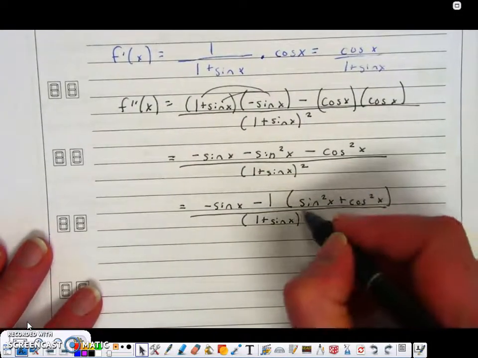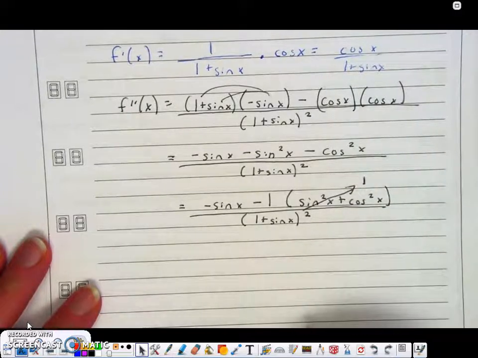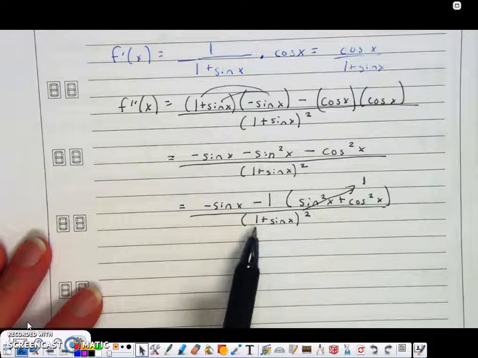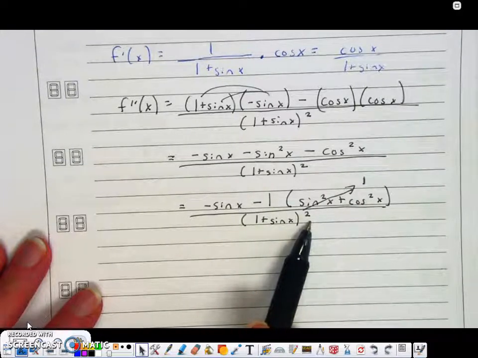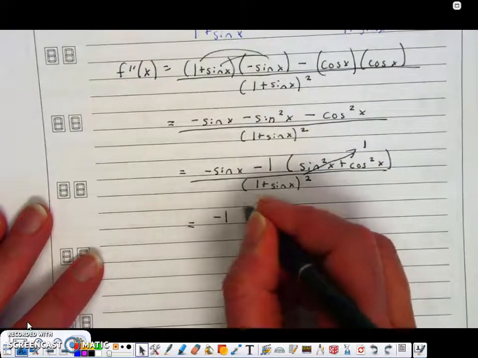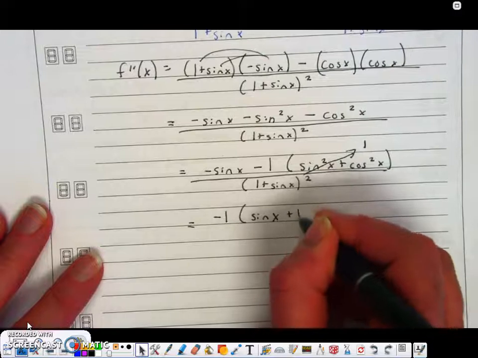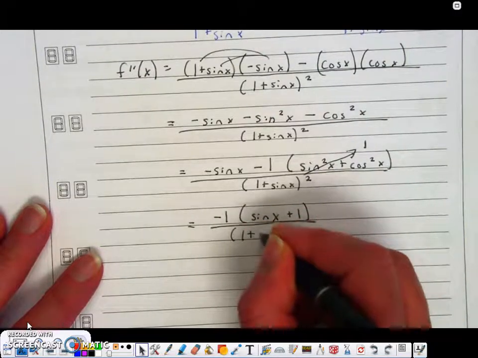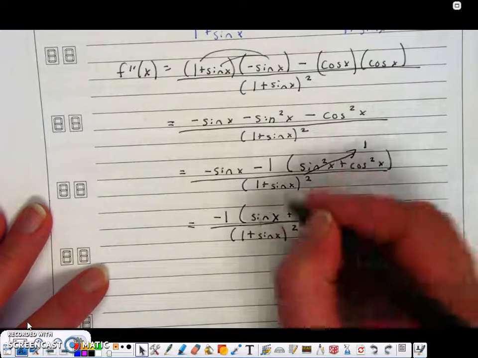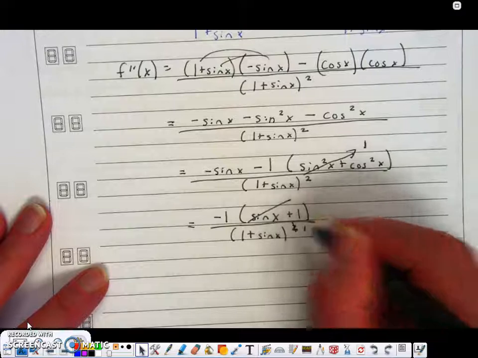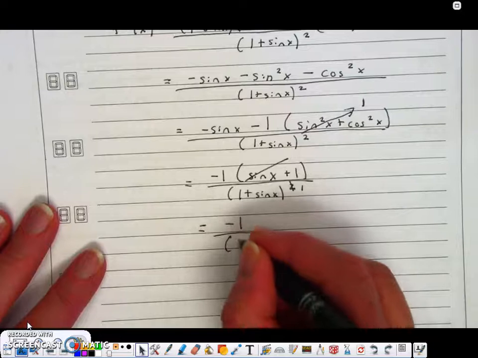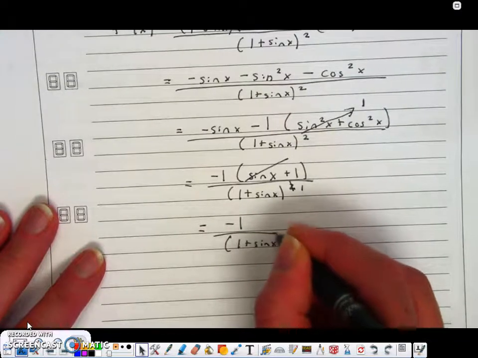Okay, so this part just goes to 1. 1 times 1 is just 1. So in the numerator, I've got negative sine x minus 1 over 1 plus sine x squared. So what I'm going to do is factor negative 1 out of these two things. Okay, so you'd have negative 1 times sine x plus 1 over 1 plus sine x quantity squared. And then one of your 1 plus sine x's will cancel. So this will cancel, and this will go down to just 1. So you get negative 1 over 1 plus sine x, which is what they wanted us to get.